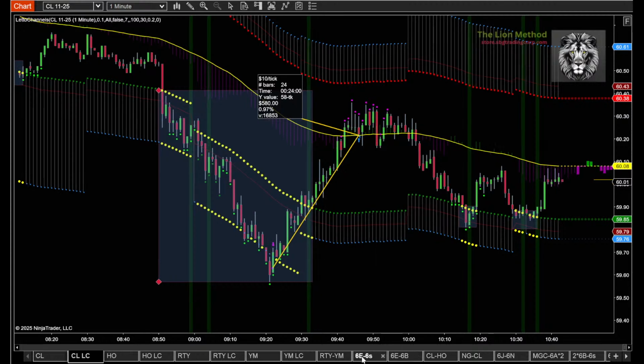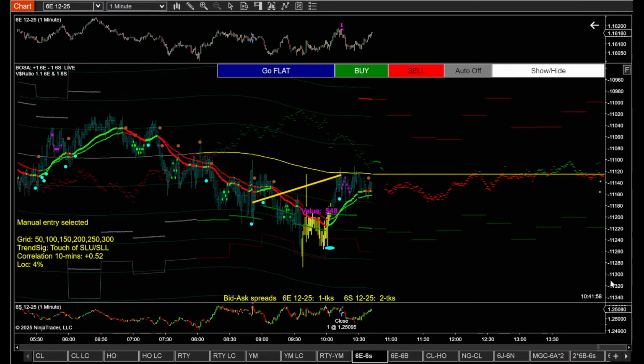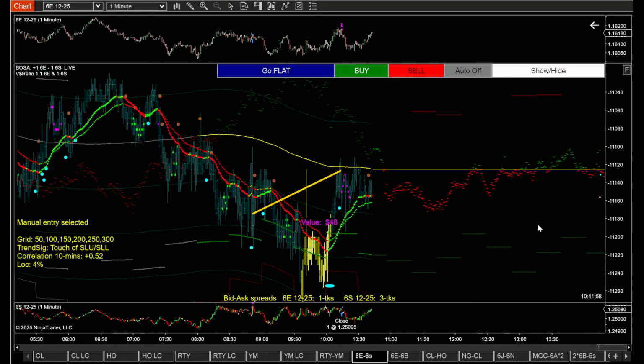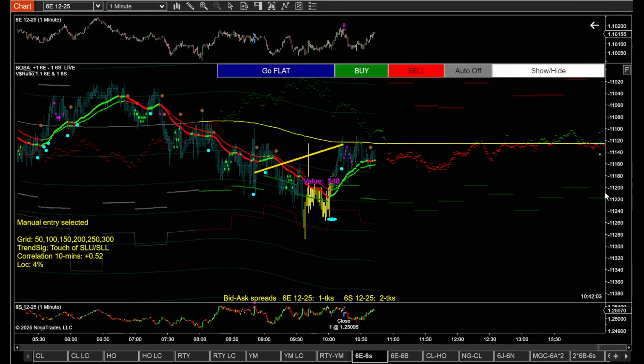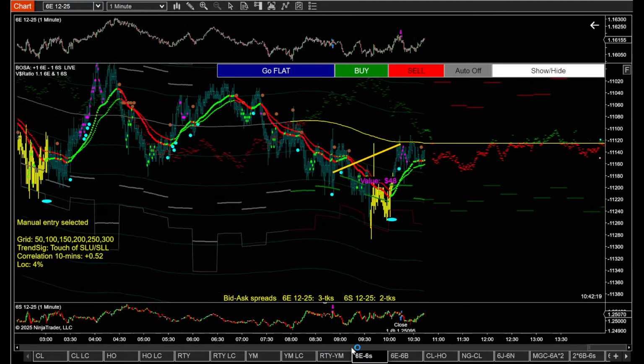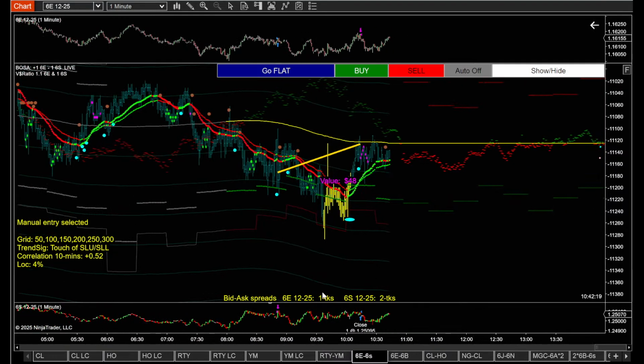Okay, one other spread now. Let's go on to the 6E, 6S spread. So this is a spread I was in. This is another highly correlated pair, the euro versus the Swiss franc. I saw it touching my oversold level. Now this green dotted and the red solid, these are oversold levels, very similar to the heating oil one that we just looked at. I got in.